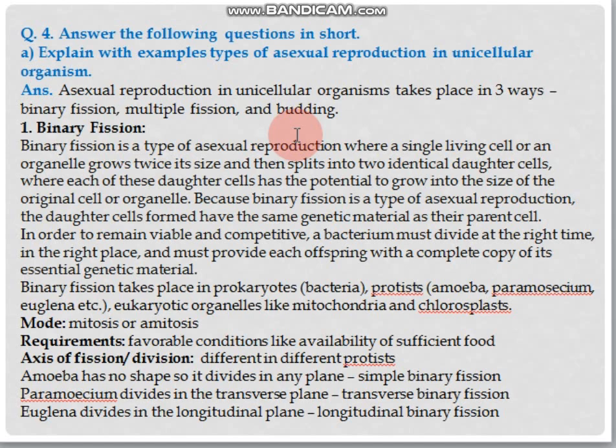Okay, so this I've given you binary fission here and also told you which mode is used, what are the requirements for binary fission to take place, and the axis of fission or division that takes place in the 3 organisms we have studied, which is the paramecium, the amoeba and the euglena. Okay, so you can write all of those details. It will be better. The more you write, the better marks you get.